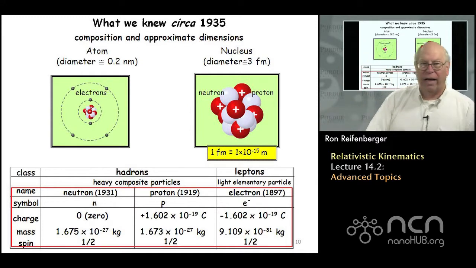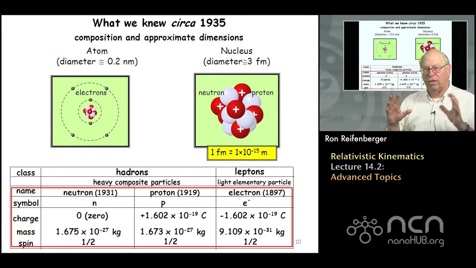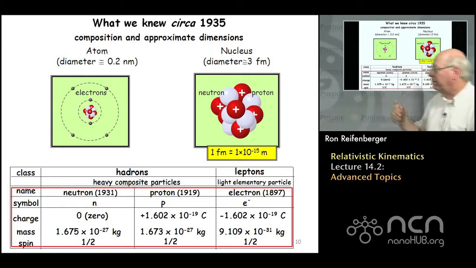That was 1911. By 1935, we started to have a reasonably coherent picture of what an atom consists of. The basic idea is that electrons orbit a nucleus. The nucleus is comprised of protons and neutrons. The nucleus is the very heavy object that caused these energetic particles from the radium source to be backscattered.